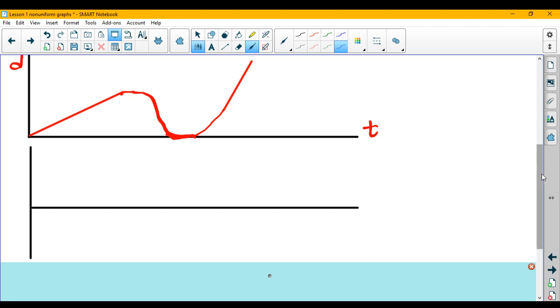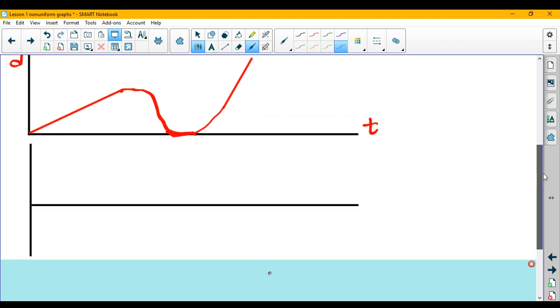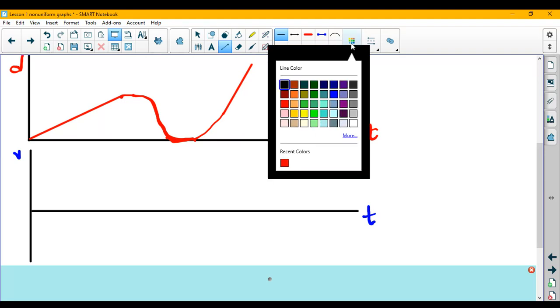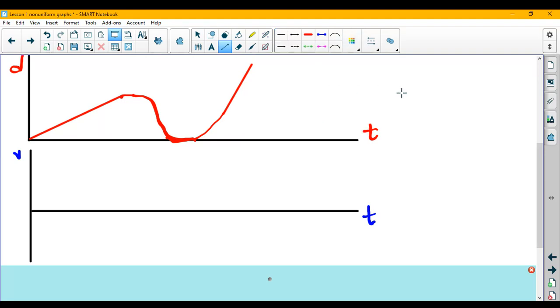Okay, so now we are looking at our VT graph for the same scenario. So remember, we start off saying this is first of all our VT graph. Our VT graph is all going to be straight or diagonal lines. So I'm going to use my line tool to draw this. So as we go along, I'm going to just think about the scenario.